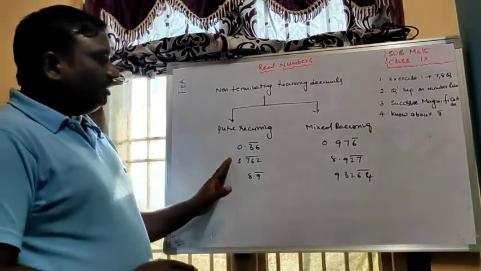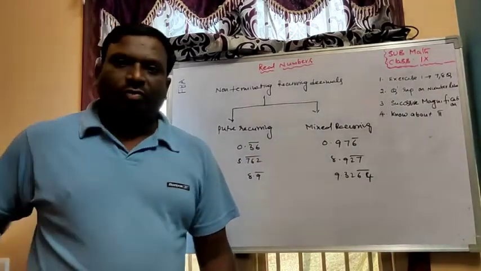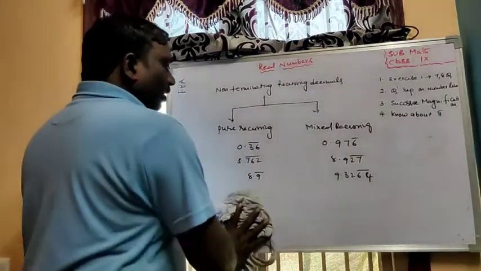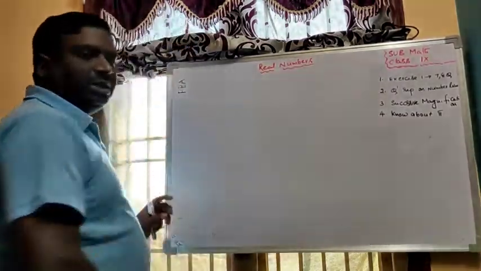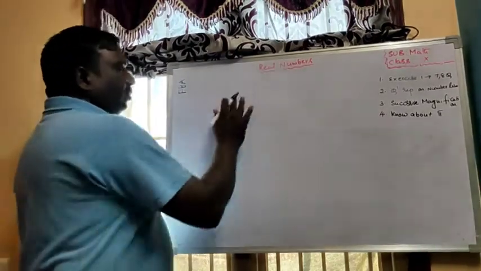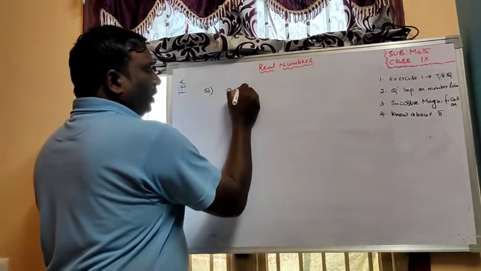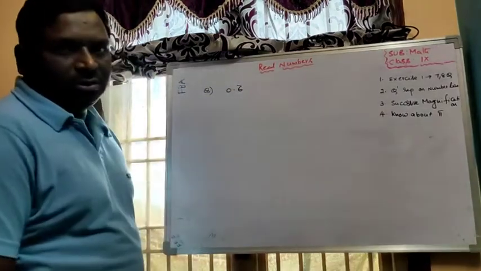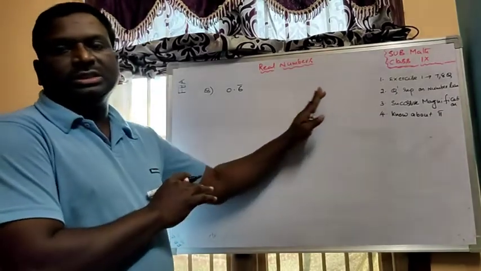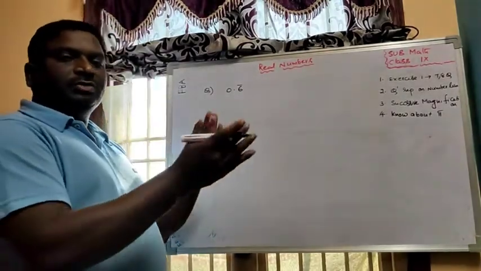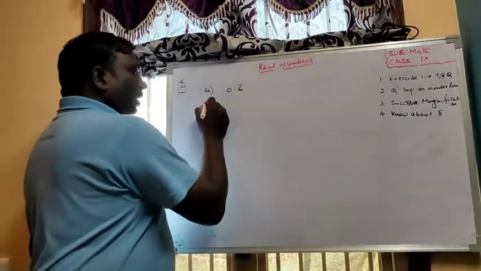So how do we change these types of decimals into a fractional form? Already we discussed one method, and one more method I will explain here. How to change pure recurring decimals is very easy. I am taking the example of 0.66 bar. One method I explained in the first session: let x equal 0.6666. One digit is repeating, that's why multiply both sides by 10. I already used that method in the first session.